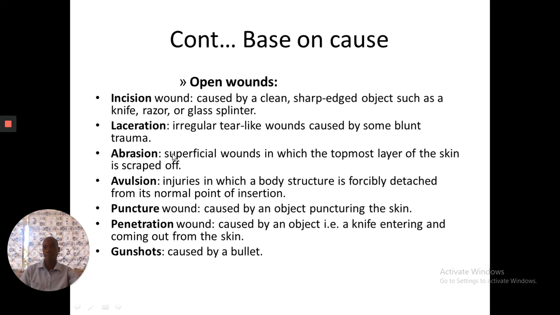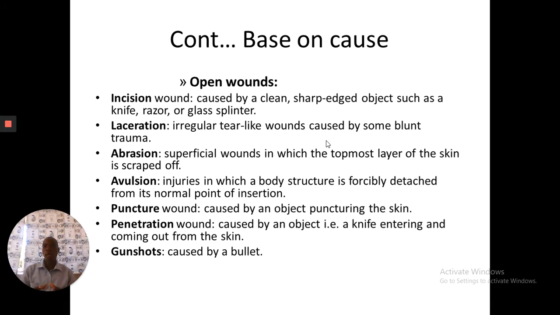Then you can also get a laceration. A laceration is an irregular tear in the skin, a wound that is caused by blunt force. When you have a blunt object that is moved across a tissue at high energy, you end up with a laceration. The other one that you can get is an abrasion, and an abrasion is a scraping of the skin. The topmost layer of the skin is scraped off.